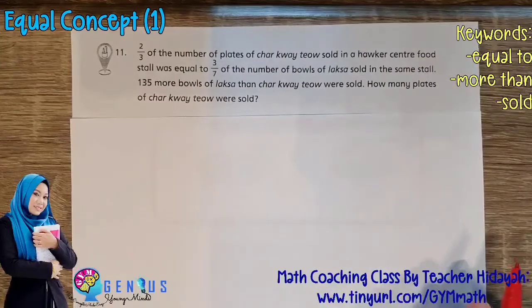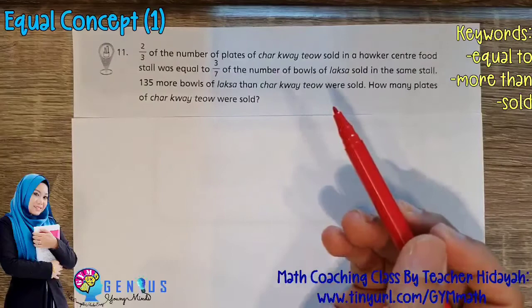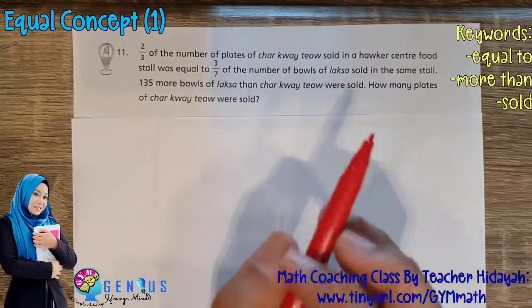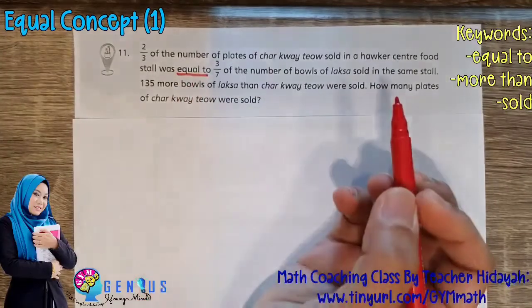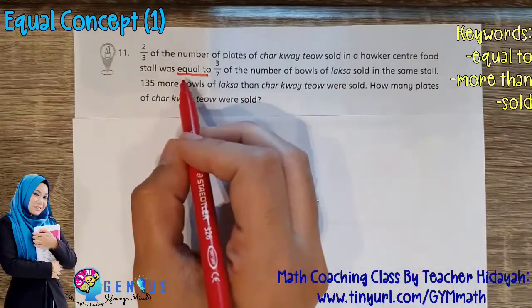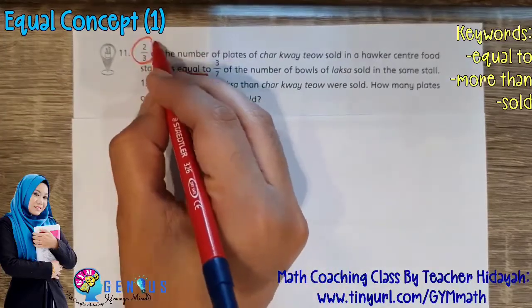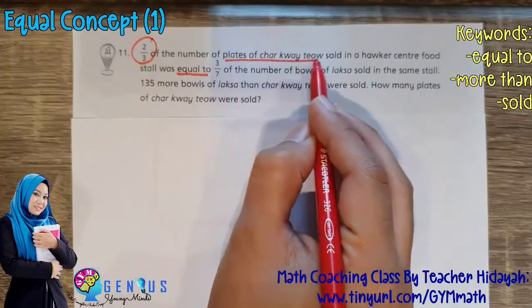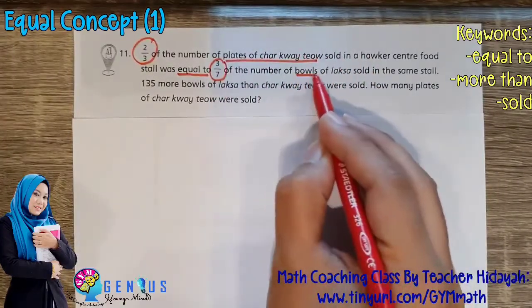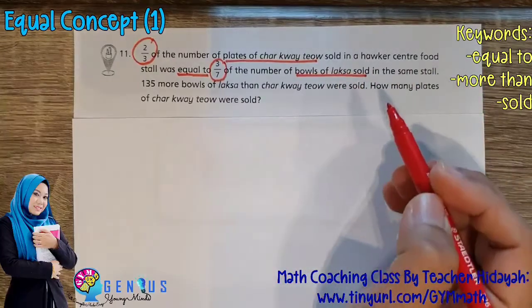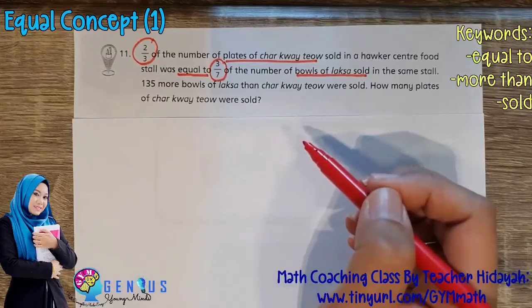Okay, here we have an equal concept question involving fractions. So how do I know this is equal concept? Number one, we have to identify the main keyword, which is "equal to". Can you see? Whenever you have a question with "equal to", and before it you have a fraction of an item, and after it another fraction of another item, then straight away this is the equal concept. So how do we solve equal concept?